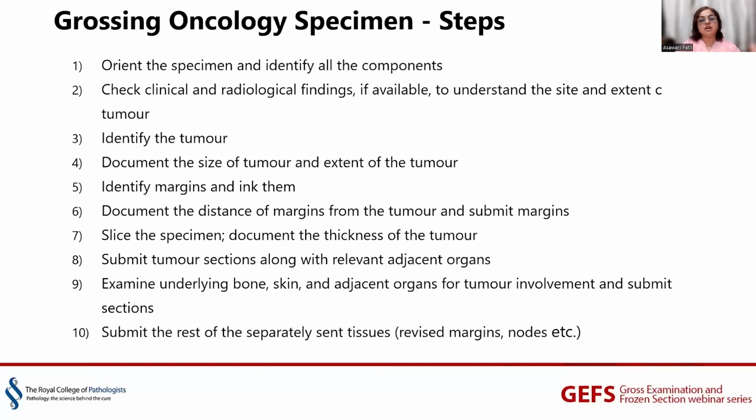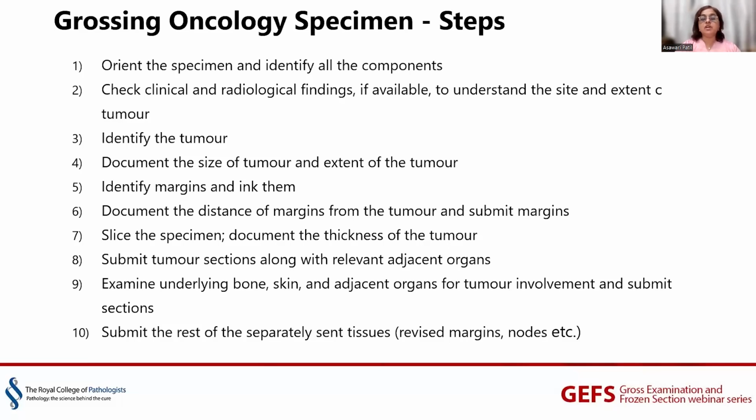Now, when we actually document the measurements of the tumor, we can take two dimensions before cutting it, but as you slice the specimen, the third dimension, that is thickness of tumor, can be measured at that time. Now, after all this, we submit the tumor sections, adjacent organs, margins already submitted. If there are other structures included like bone, then you have to cut the bone.